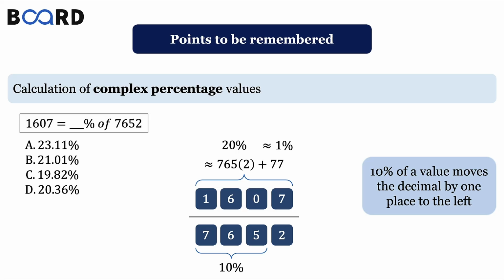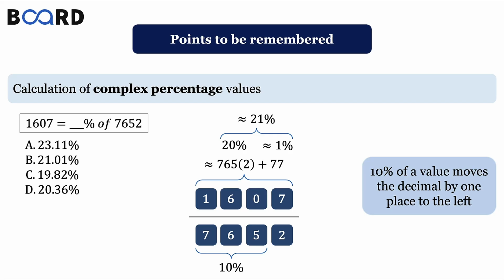It's almost 1%, but it's slightly higher, which means the total value given in the numerator has to be 21% and just more than 21%. That's when we have to move to the options and eliminate option A and option D and mark 21.01% option B as the answer in this case.